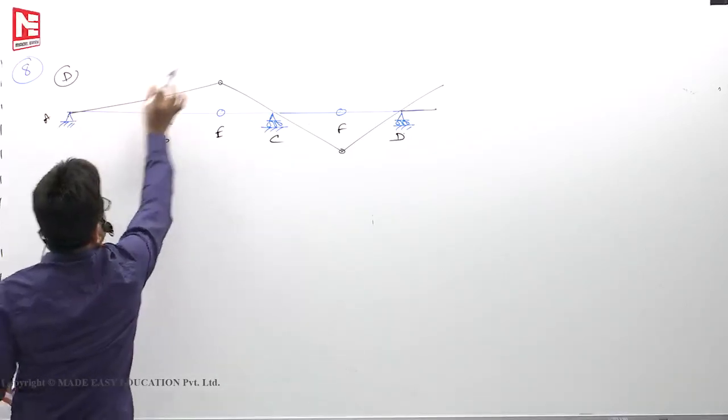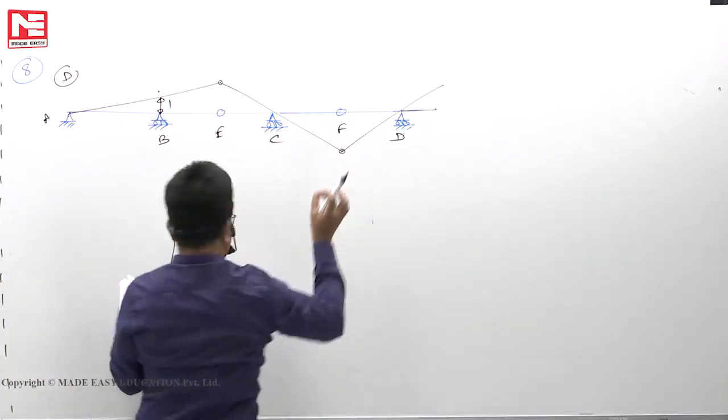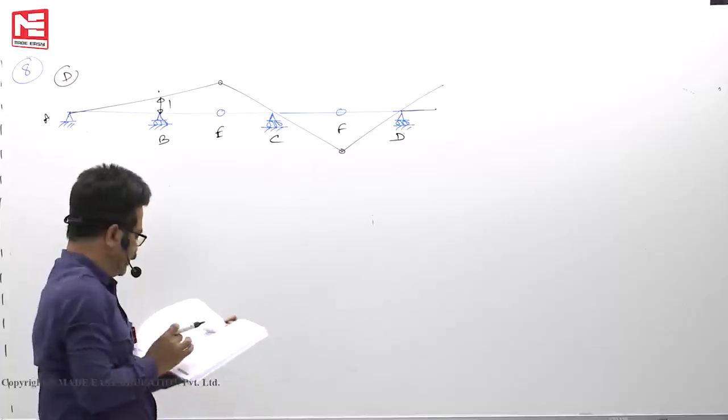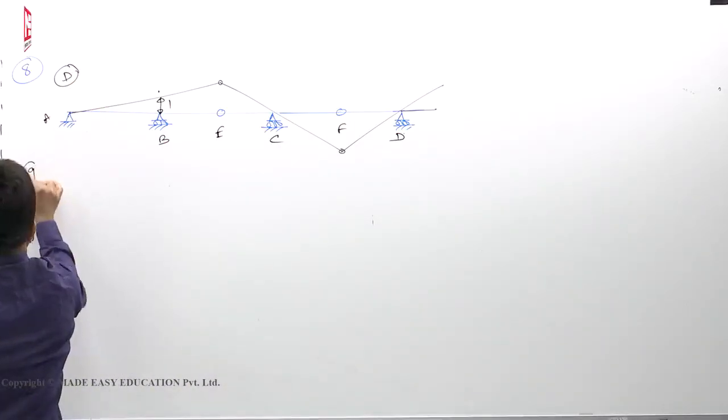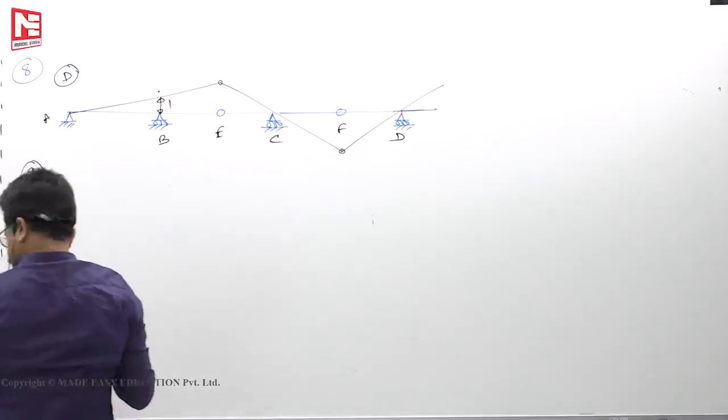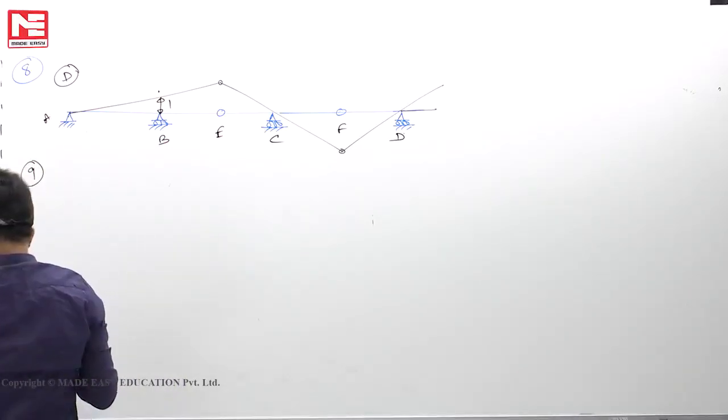Remove it, lift it. This is the deflected shape of the beam and D will match the deflected shape. So eighth question, D is the answer. Next, ninth. ABC. This I have solved in the class.